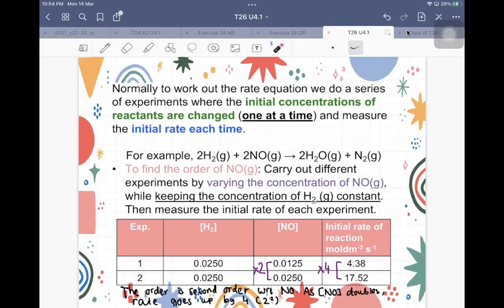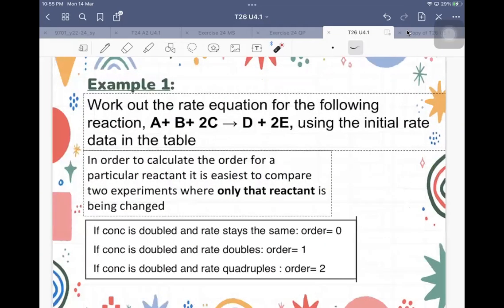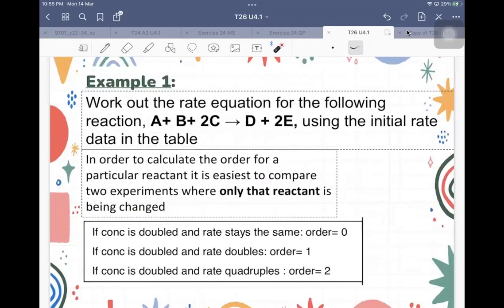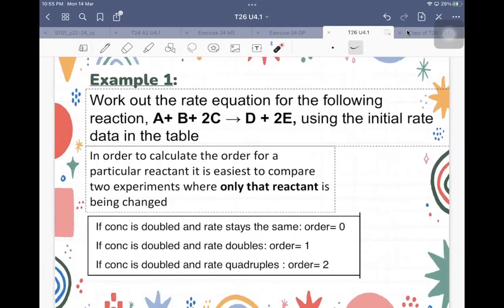Okay, and as mentioned, if you want to determine the order of a particular reagent, for example, hydrogen, you need to choose at least 2 experiments that only change the concentration of the hydrogen. Okay, so we'll jump straight to the example.